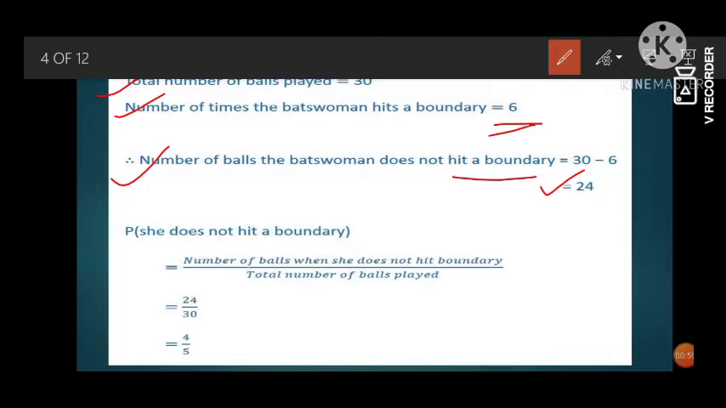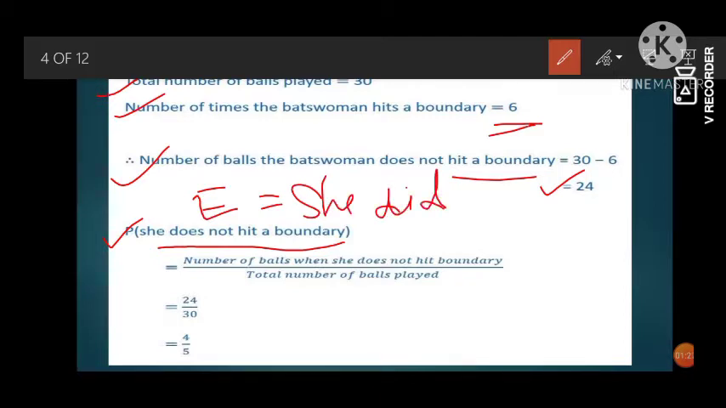So the probability of the event that we have to find out is not hitting a boundary. So we will write P and within the first bracket the event: she does not hit a boundary. Either we can write it in this way, she does not hit a boundary, or we have to state that E is equal to the event that she did not hit a boundary. Either of these two we have to write. As I have written, it is better you write like this.